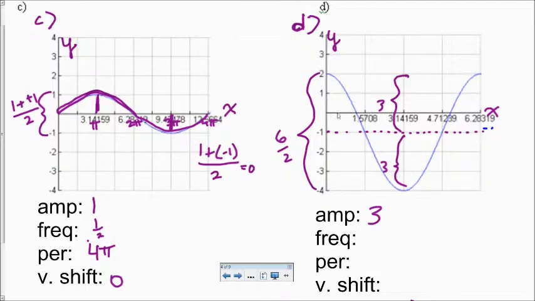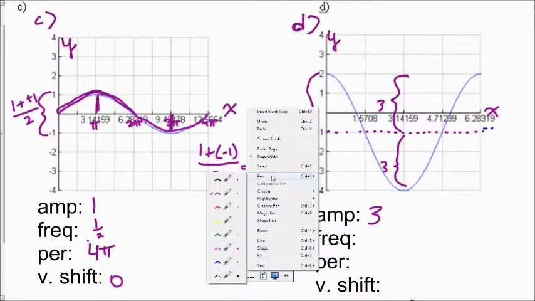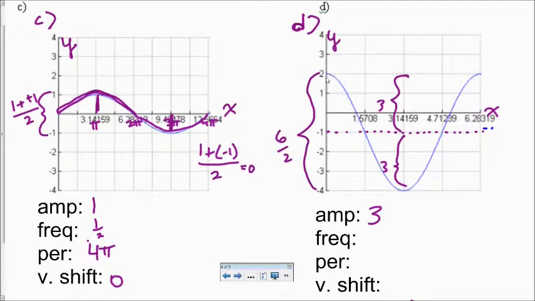Okay, so the frequency of this graph. Frequency is defined as the number. Remember, frequency is a number. How many waves within a 2 pi interval? So I'm just going along here until I get to 2 pi. That's a full wave of cosine. So it's just 1.